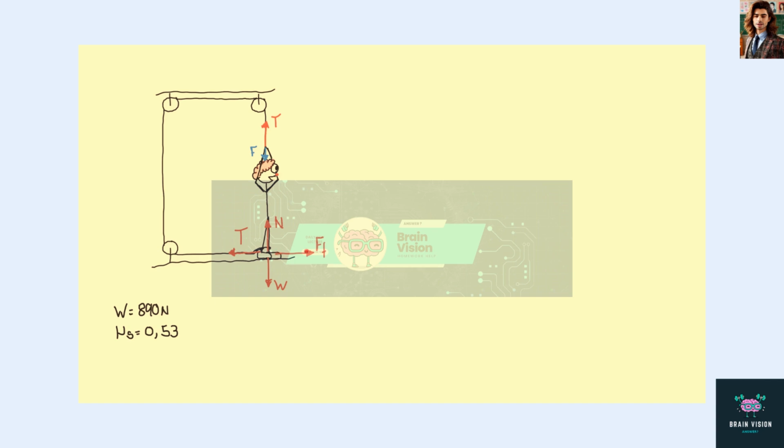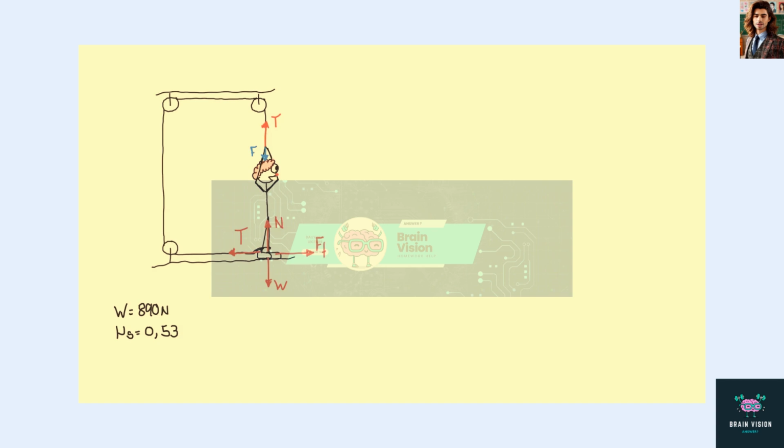Moreover, there is also the frictional force that tries to keep the clown in place. Then we have to calculate what is the minimum value of this force F that is necessary to make his feet move. So what is the minimum value of F such that this force can be bigger than the frictional force? In order to do that, we have to apply Newton's second law.